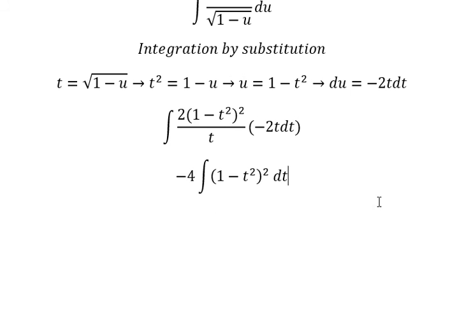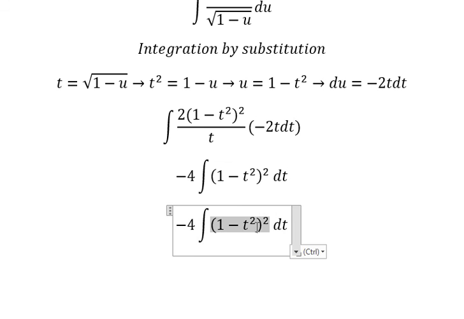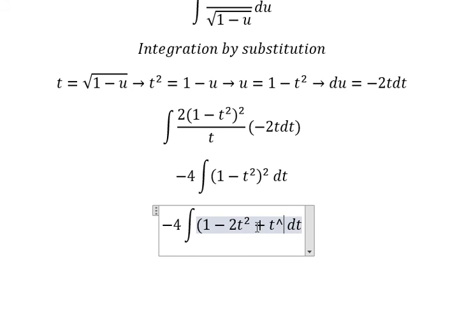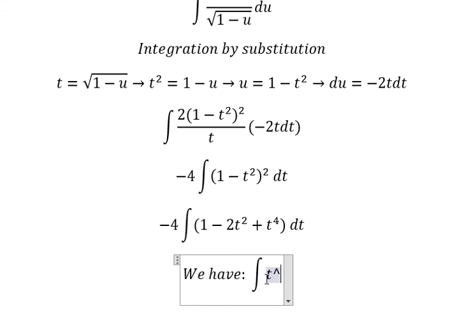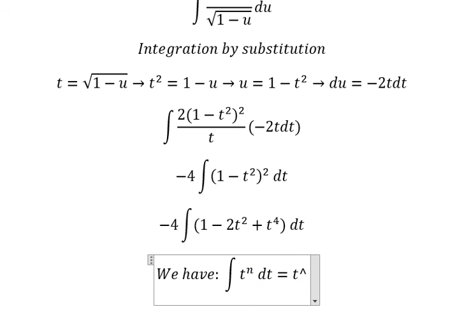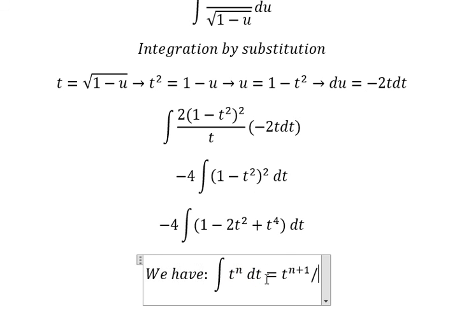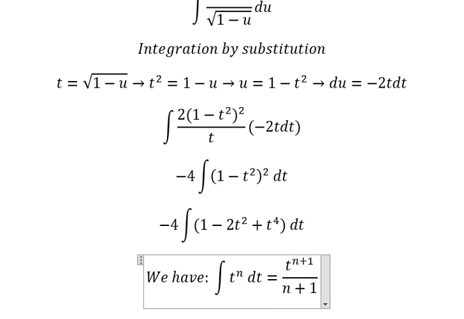Now, we need to expand this one. And you get 1 minus 2t squared plus t to the power of 4. Now, we have the formula in here. The integration of t to the power of n dt, you get t to the power of n plus 1 over n plus 1, and we put c.